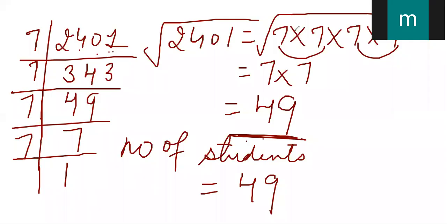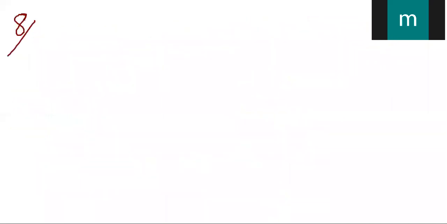Next question is also same, question 8. It's also same. 2025 plants are to be planted in a garden in such a way that each row contains as many plants as the number of rows. They are saying total plants are 2025 और जितने एक रो में प्लांट हैं उतने ही जितनी रोज हैं, टोटल नंबर ऑफ रोज हैं उतने ही एक रो में प्लांट है.